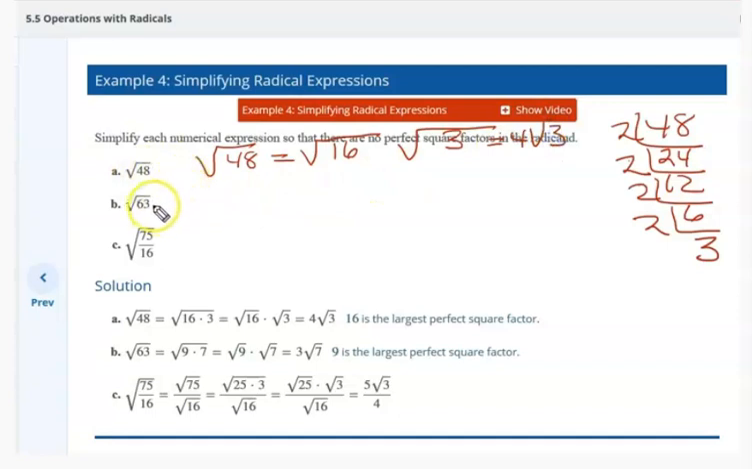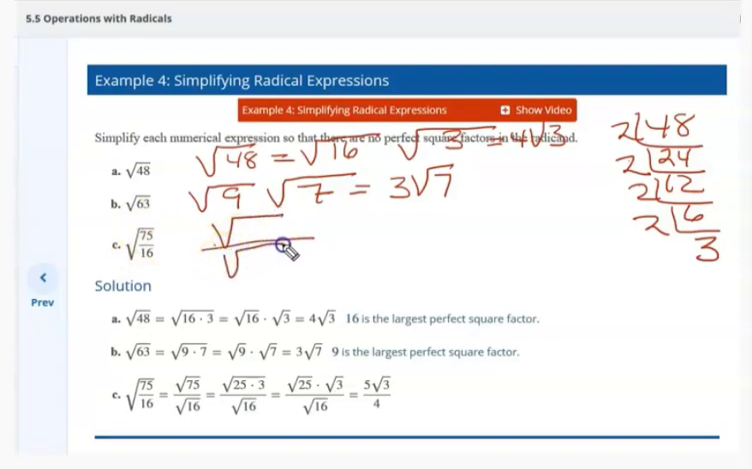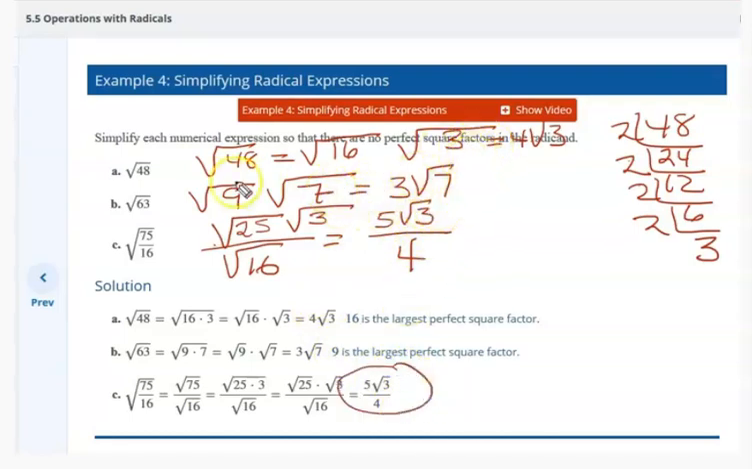You have simplified this. Now for 63, you might say, what are the factors of 63? You might know that that is 9 times 7, and 9 is a perfect square. So this becomes 3 times the square root of 7. Now notice that in part C, you're asked to simplify this, and you could treat it separately. Now 16 is a perfect square, so this is going to become 4. And 75 is 25 times 3. The square root of 25 is 5, times the square root of 3. So you have simplified each of these. And again, there is no perfect square factor under the radical sign.